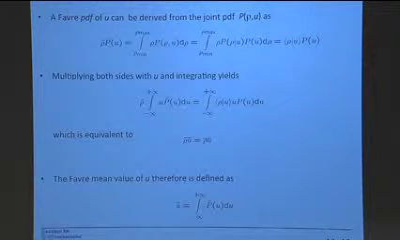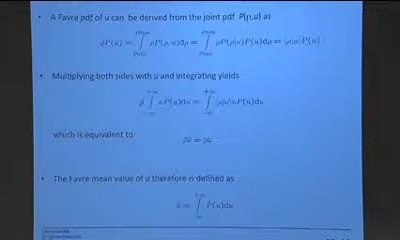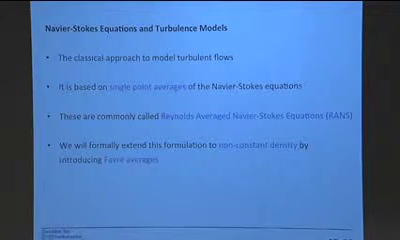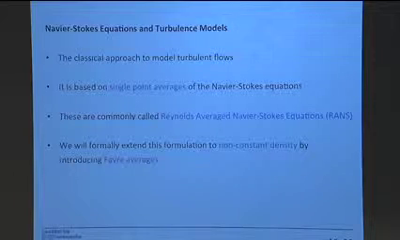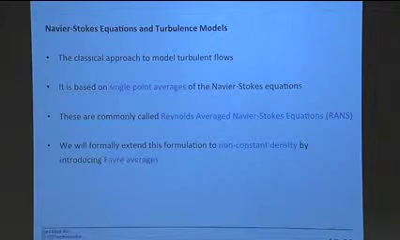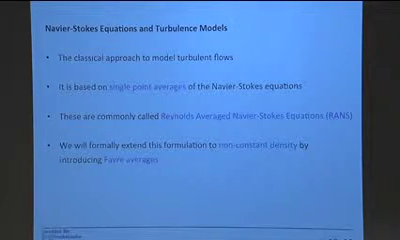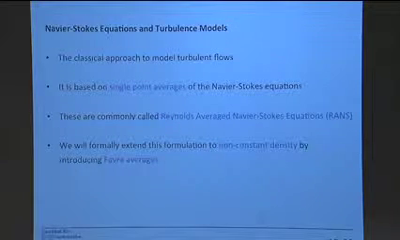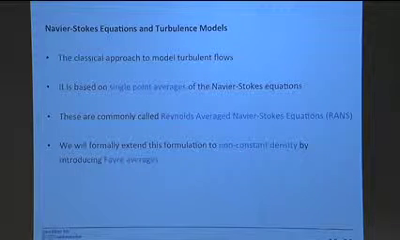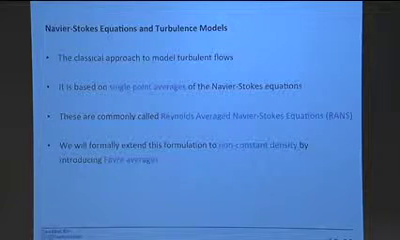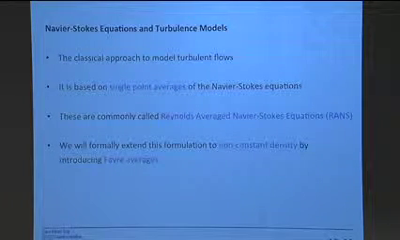I'll skip this here. This just shows you how to get from the PDF to a Favre PDF. You can look at that if you want. The next step is to introduce this into the Navier-Stokes equations to derive equations for the mean, and then also to introduce turbulence models to close these equations. This is a classical procedure. It's based on one-point averages, which is what we just introduced.